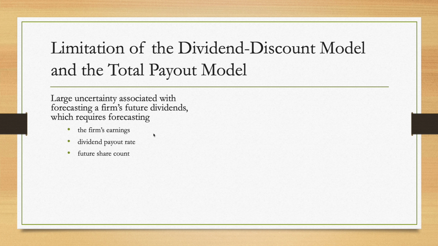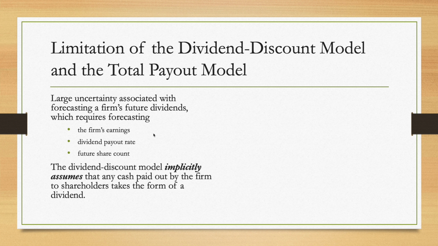The limitation of the dividend discount model is that there exists a large uncertainty associated with forecasting a firm's future dividends, which requires forecasting the firm's earnings, dividend payout rate, and future share count. The dividend discount model implicitly assumes that any cash paid out by the firm to its shareholders takes the form of a dividend. However, in recent years, an increasing number of firms have replaced dividend payouts with share repurchases.